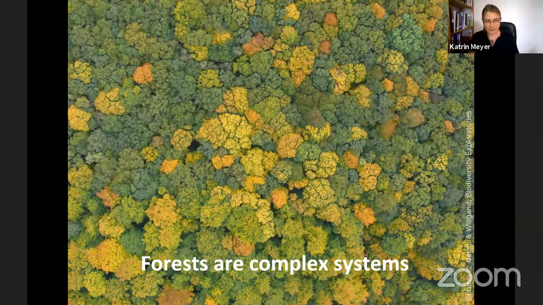I'll start by using the chat to ask you for factors that come to your mind that make forests complex. Which factors or characteristics of forests do you know that matter if you want to study forests as systems? What makes them complex? Which factors affect your study of forests? Just type something into the chat. It would be great if you're interested.